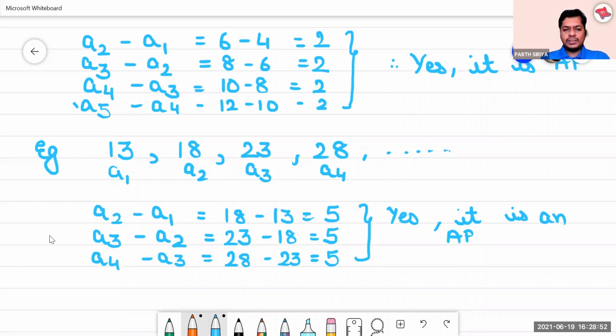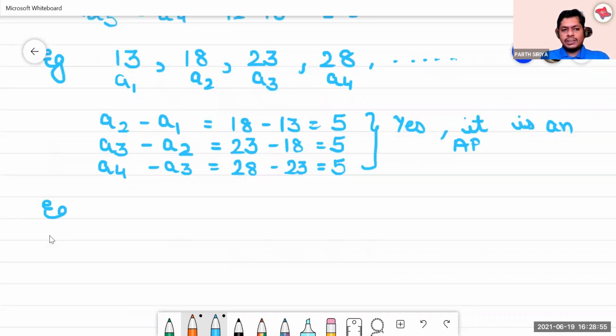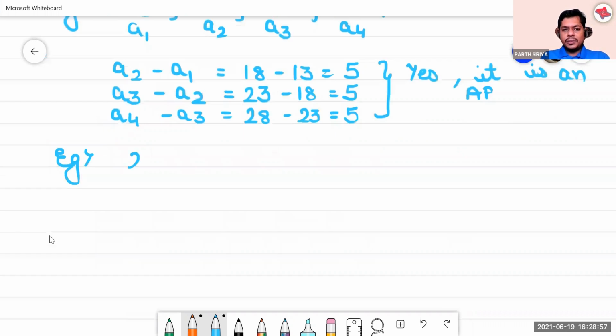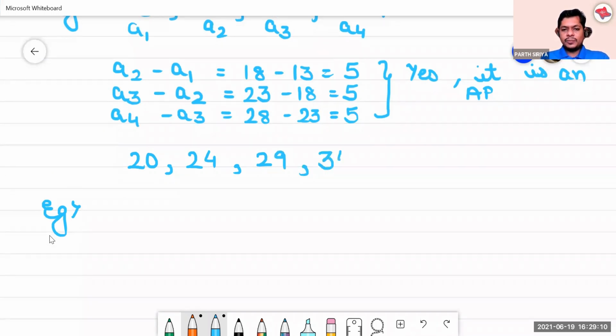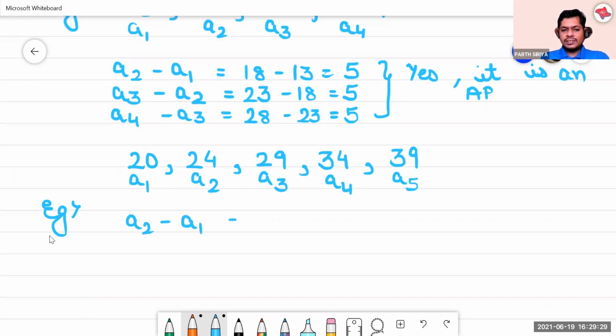Now, over here, the number is, say, 20. Then you have 24. Then you have 29. Then you have 34. Then you have 39. Okay, these are the numbers. So we are going to take it the same way. A1, A2, A3, A4, A5. Okay, what's the difference between the first two numbers?